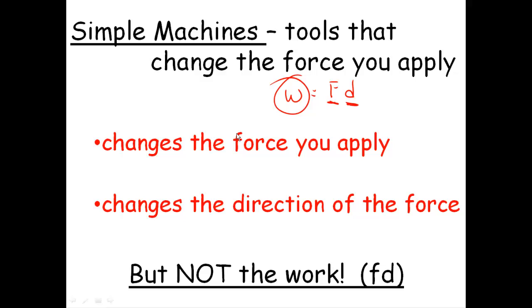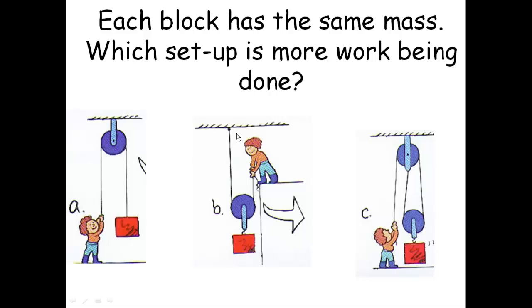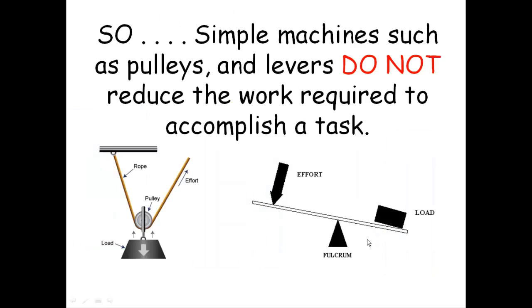So machines will change the direction of the force, they'll change how much force, but they will not change the work. If we look at this example, this person is lifting a block, and it doesn't matter how they do it. It's the same block, and it has to be lifted the same height, and in doing so, it's the same amount of work. Turns out this guy is going to have the least amount of force, and that's for later in the lecture. So again, I cannot emphasize enough. They do not reduce the work. They simply reduce the effort, how much force you have to pull, but the trade-off is that distance.